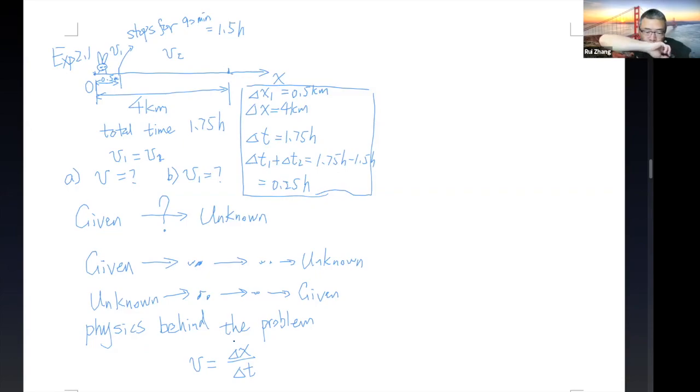Okay, now let's try to solve part A first. You're asked for the average velocity. If you start from the unknown, we want to find the average velocity for the whole motion. What do we need? The physics is this formula, so it's natural that to get the velocity, you use it, tracing backward from the unknown. Using this definition, we can know that with the total displacement and total time, we can solve for the total average velocity. Do we know these two quantities?